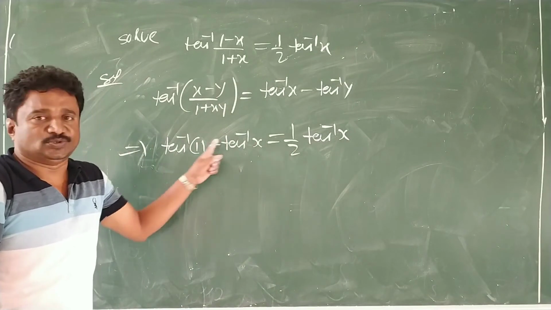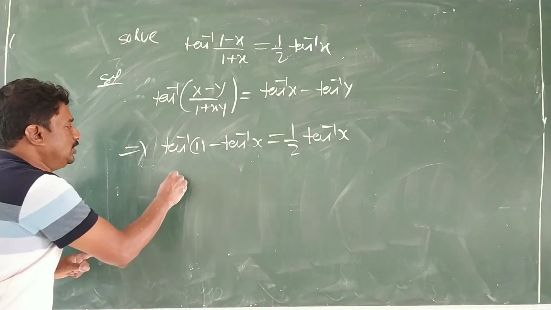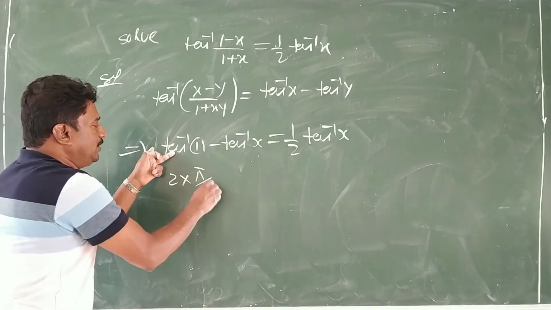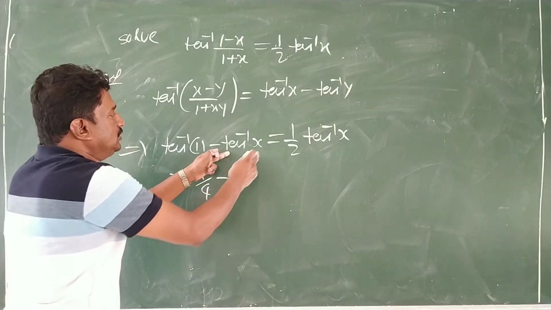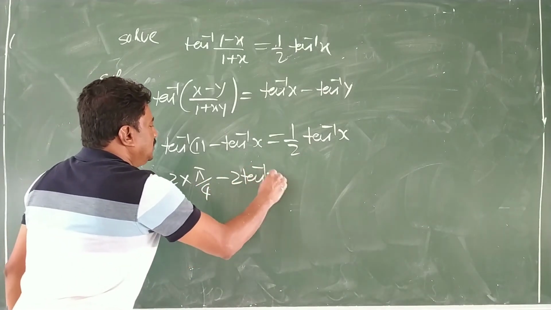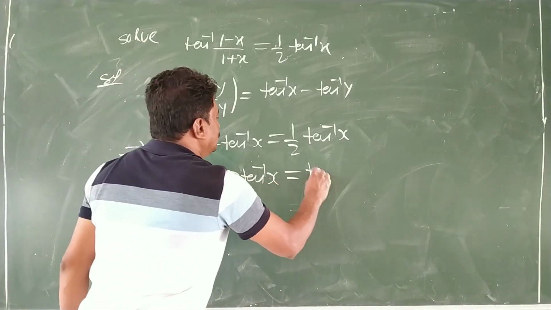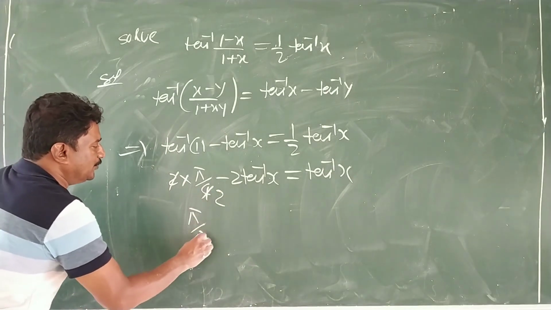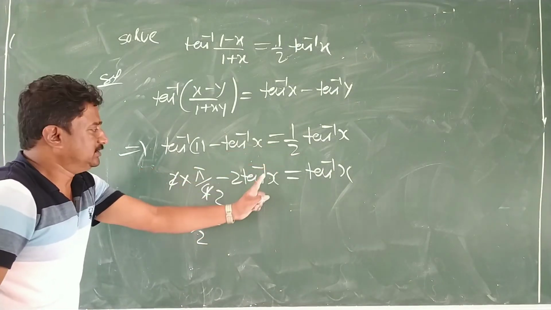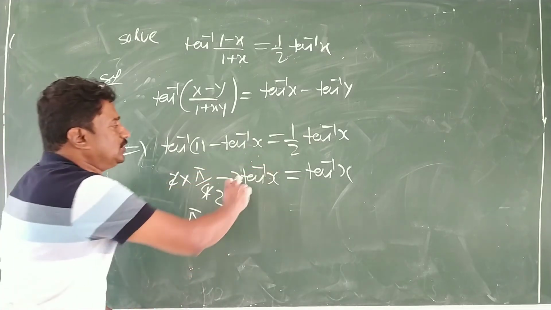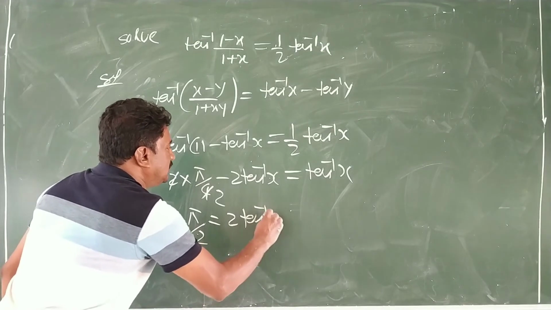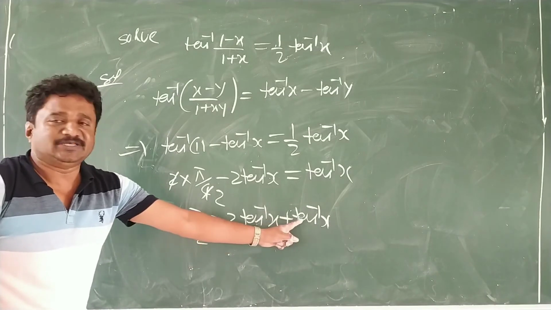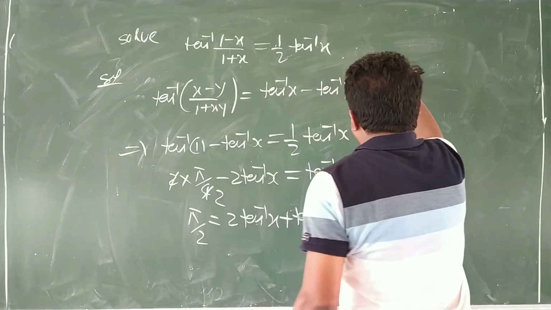You cross multiply these two, students. 2 into tan inverse 1, which is pi by 4, minus 2 tan inverse x is equal to tan inverse x. So 2 into pi by 4 is pi by 2. Send this minus term to the right side: 2 tan inverse x plus tan inverse x. How much is 2 tan inverse x plus tan inverse x? 3 tan inverse x.